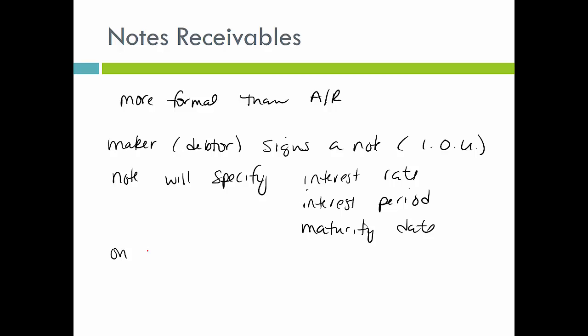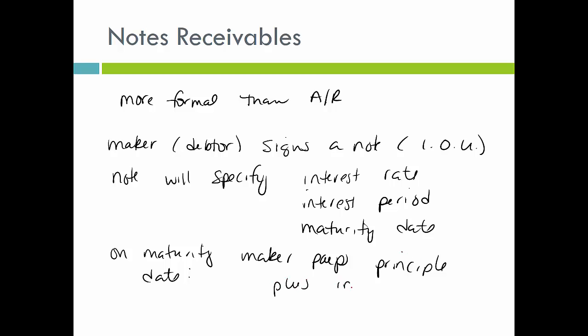So then when the note matures, so when it comes due, on that maturity date, the maker pays the principal, so the original amount owed, plus interest. So it's not like they're late during that time period, and then once it's due, then they have to pay back the entire principal plus the interest. That's how a note works.